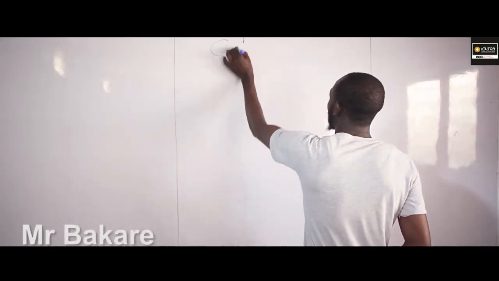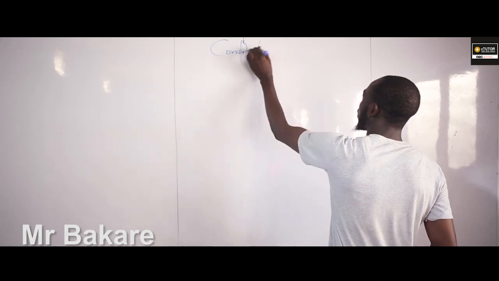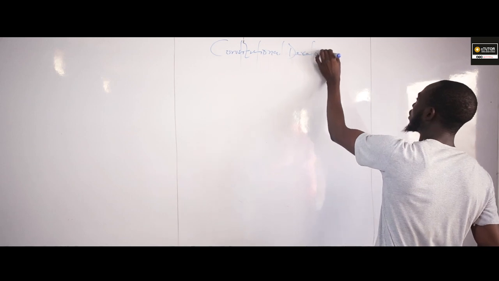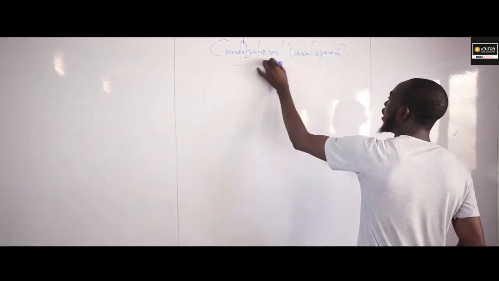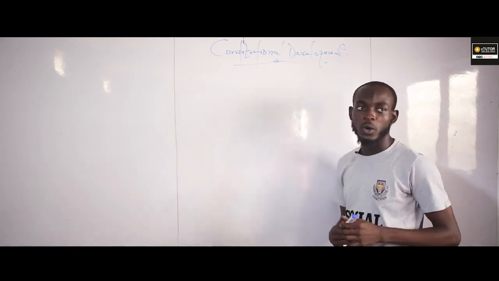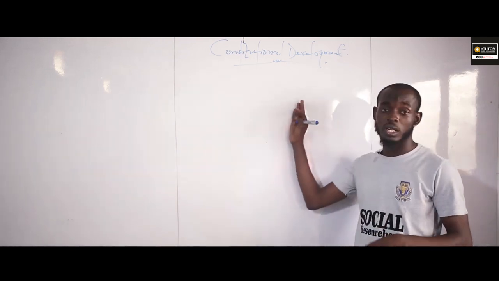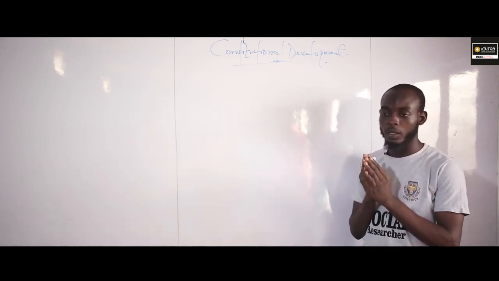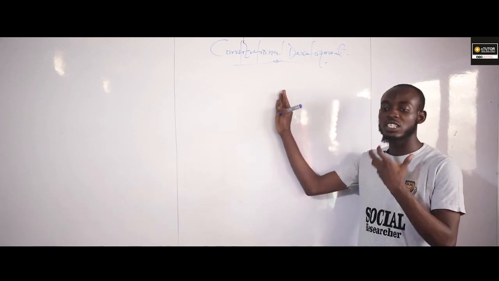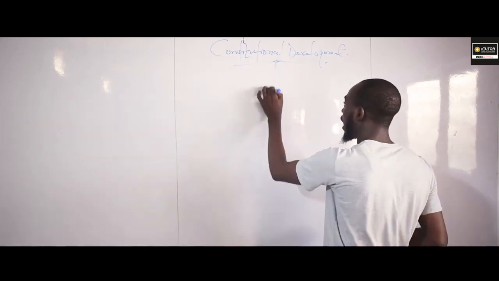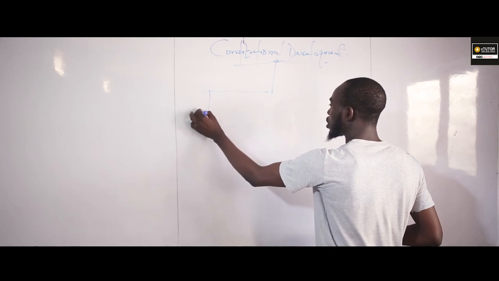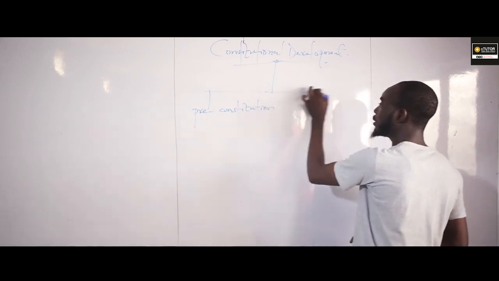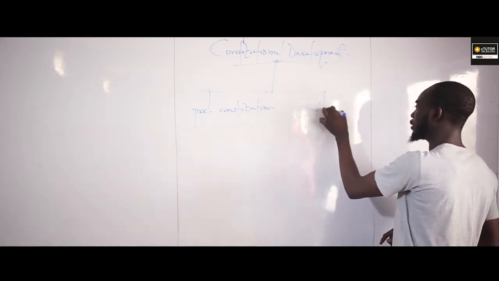Now, let's start with constitutional development. Before we understand what we call constitutional development, there are two things we need to know. This constitutional development is subdivided into two. We have what we call pre-constitutional development and post-constitutional development.